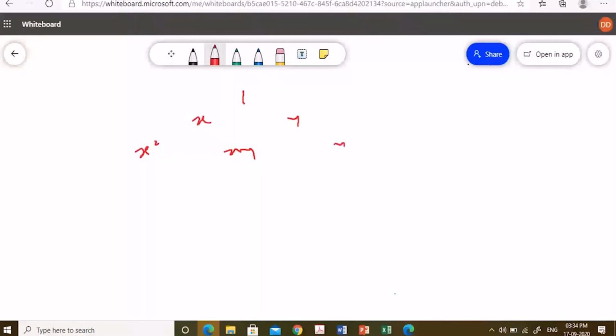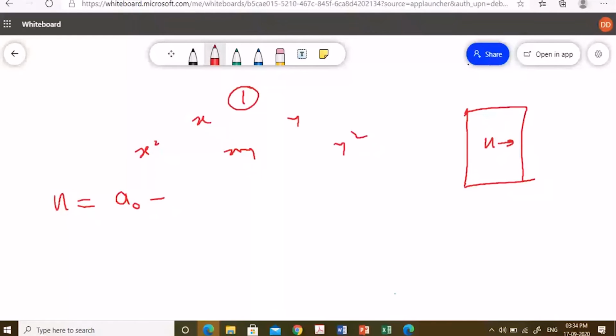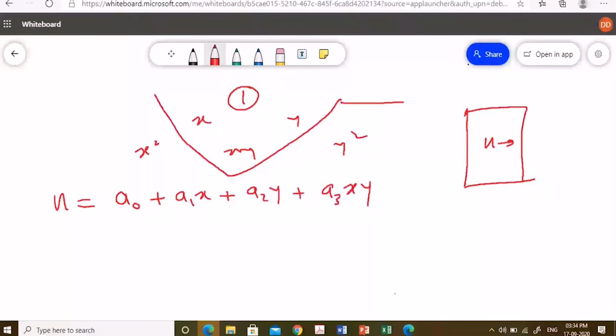Now, if I have to write any function in here, let's say the function u, I want to write. So generally we write this, each one multiplied by a coefficient, right? This is how we form an equation. Now I want to keep it quasi-linear, not non-linear. So this will be a0, a1x, a2y, a3xy. I will only take these 4 terms. Why 4 terms? Because this is basically rectangular and also I have 4 points given.